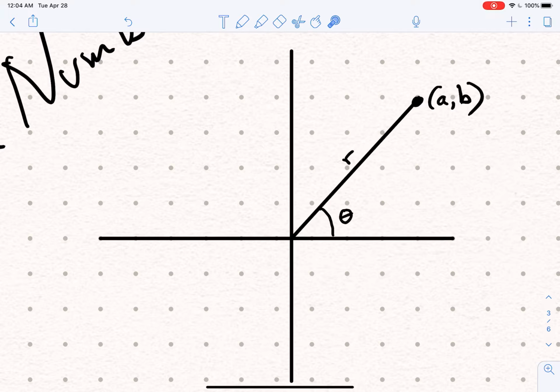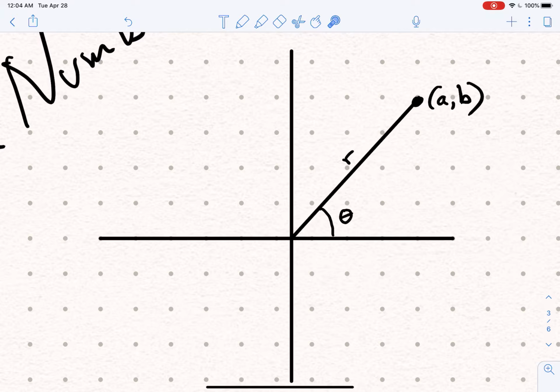So if I'm trying to describe to you the location of this point, one way to do it would be to give you an x and a y coordinate. That tells you how far to the right and how far up, over and up. That's your x and your y. But another way to find that same point would be to describe it using an angle and a distance. And this is exactly what we want to do with complex numbers.